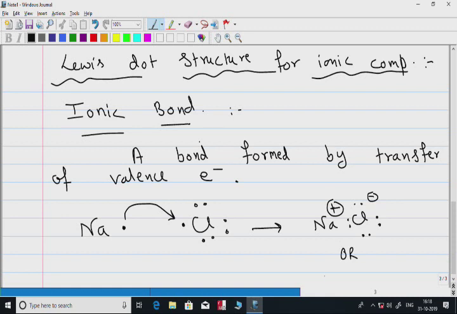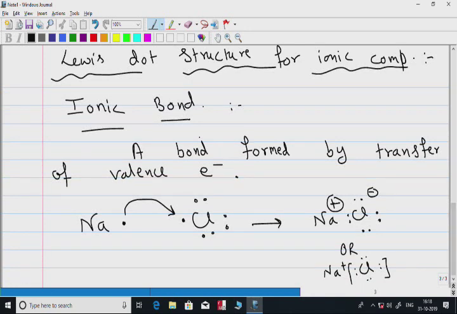This is how you can represent the Lewis dot structure of the ionic compounds, or you can write it like this as well: Na plus, Cl with the electron pairs in a bracket with negative charge. Okay, this is the structure of NaCl. Copy this one, and after copying, confirm once.